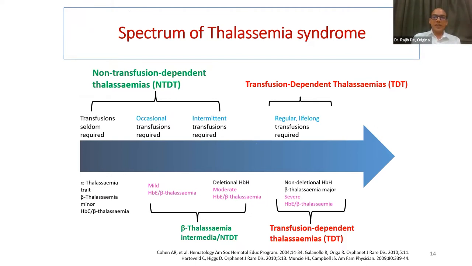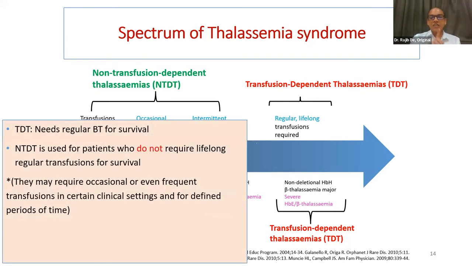TDT means transfusion-dependent thalassemia, those who need regular transfusion for survival. NTDT may sound like a misnomer, because non-transfusion-dependent thalassemia may sound like they don't need transfusion, but actually it is not. Basically, they don't need transfusion for survival, but they need transfusion for other reasons. They need transfusion for some emergencies. They need some transfusion for ineffective erythropoiesis-induced manifestations like extramedullary hematopoiesis, facial deformity, growth and development problems. So they don't need regular transfusion for survival, but they need transfusion for other indications.